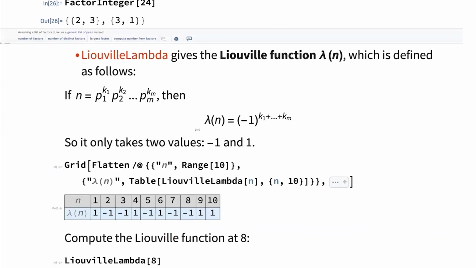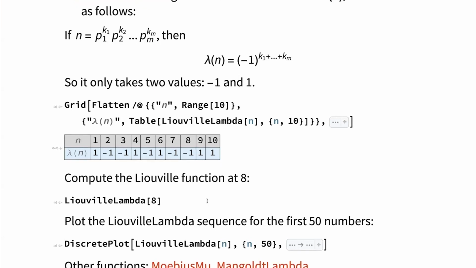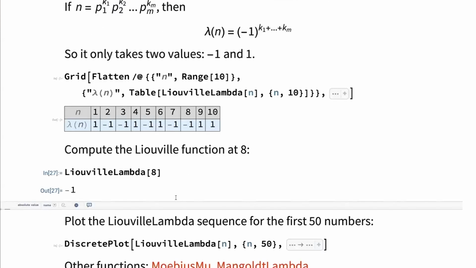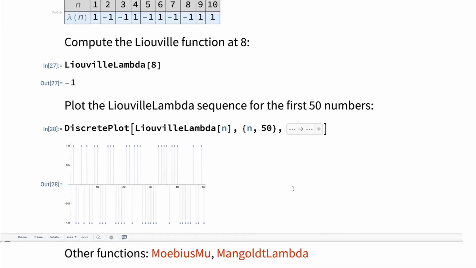Now let's talk about the function LiouvilleLambda, which gives us the Liouville function lambda n, which is defined as this. If n has the following prime factorization, then lambda n is equal to minus 1 to the power of k1 plus ... plus km. So it only takes 2 values, minus 1 and 1. And here we can actually see the table for LiouvilleLambda, and you can see that yes, it has 2 values, minus 1 and 1. For example, we can use it to compute the Liouville function at 8, and we'll get minus 1. Or we can plot the LiouvilleLambda sequence for the first 50 numbers, and you just get the values minus 1 and 1. So other functions here are MoebiusMu and MangoldtLambda.